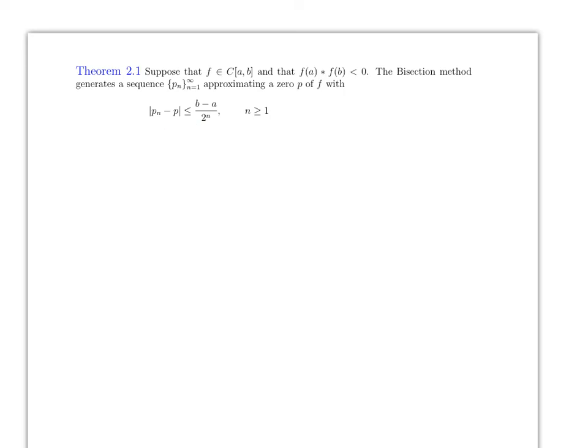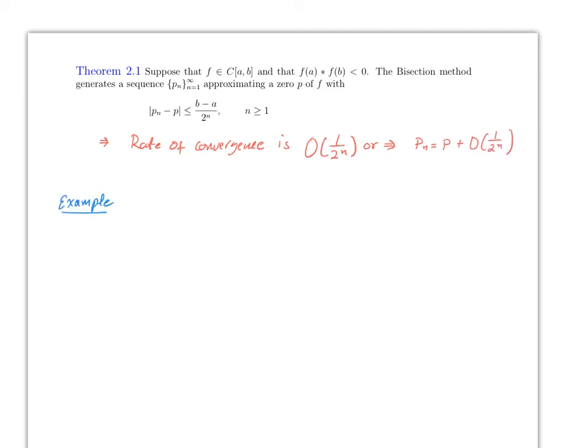So this implies that the rate of convergence, and you can see the connection with section 1.3, is big O of 1 over 2 to the n, or this implies that Pn is equal to P plus big O of 1 over 2 to the n.